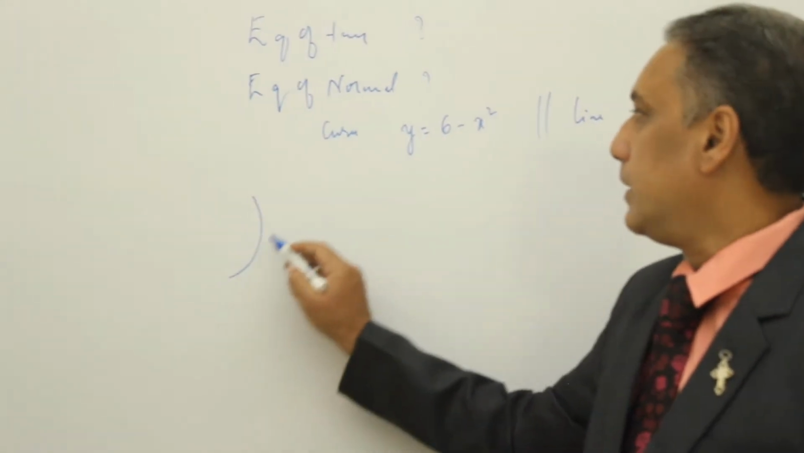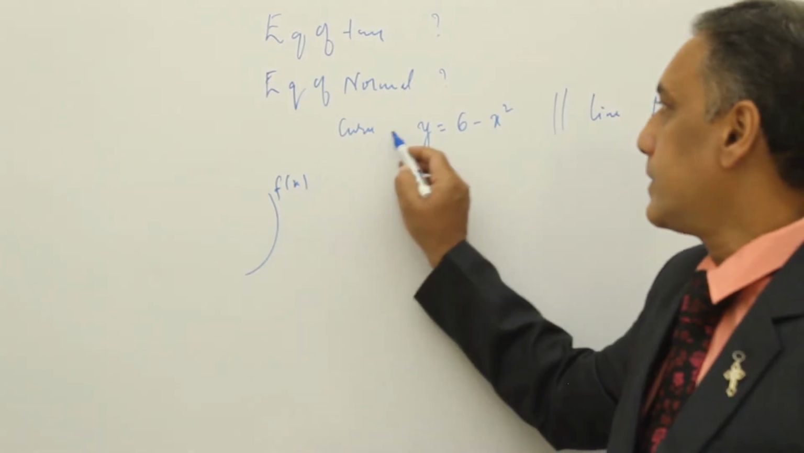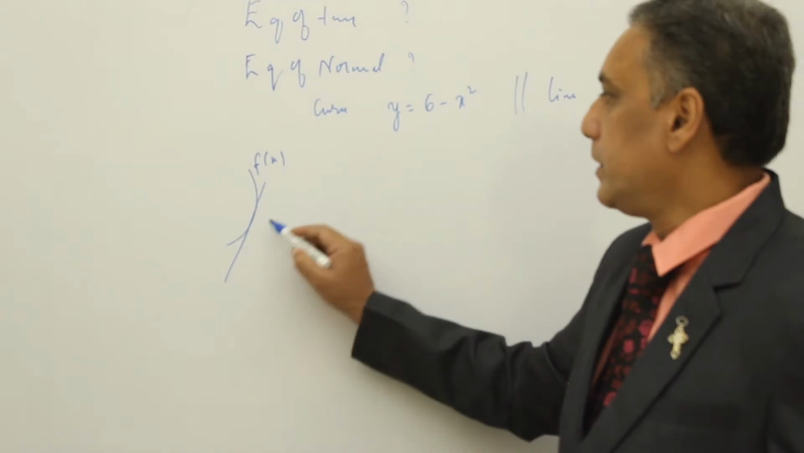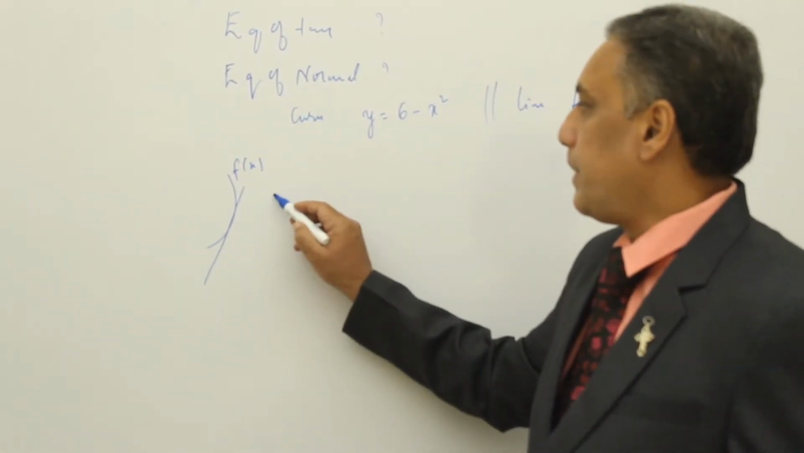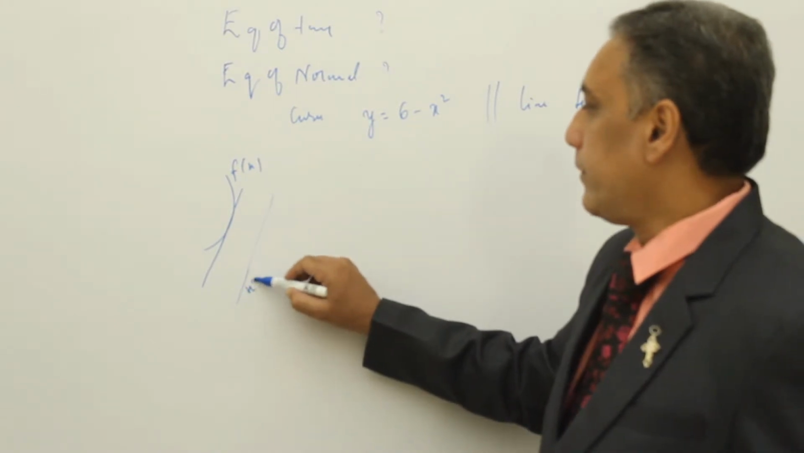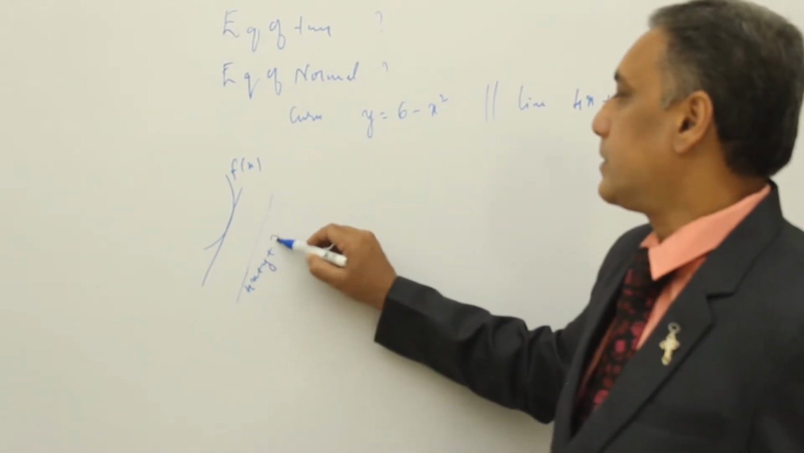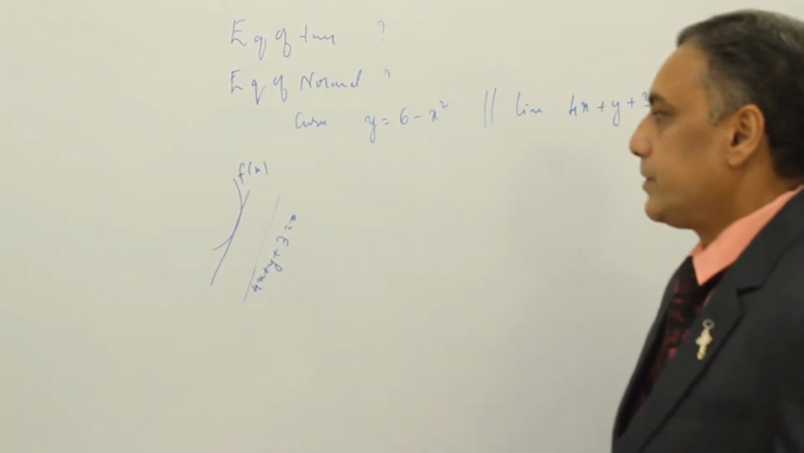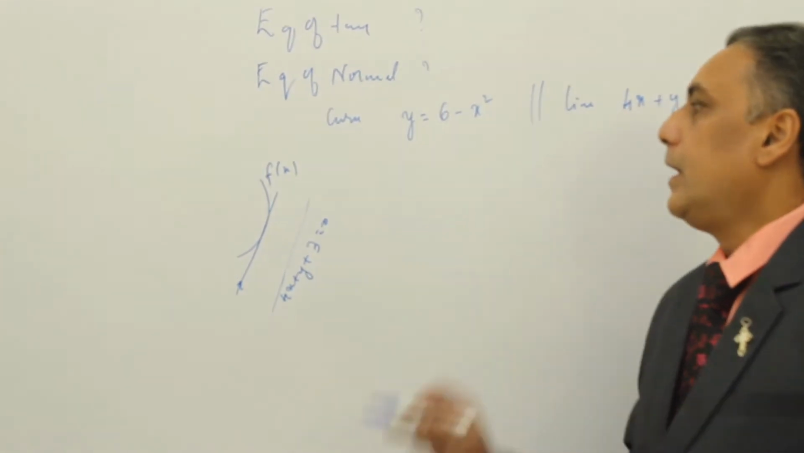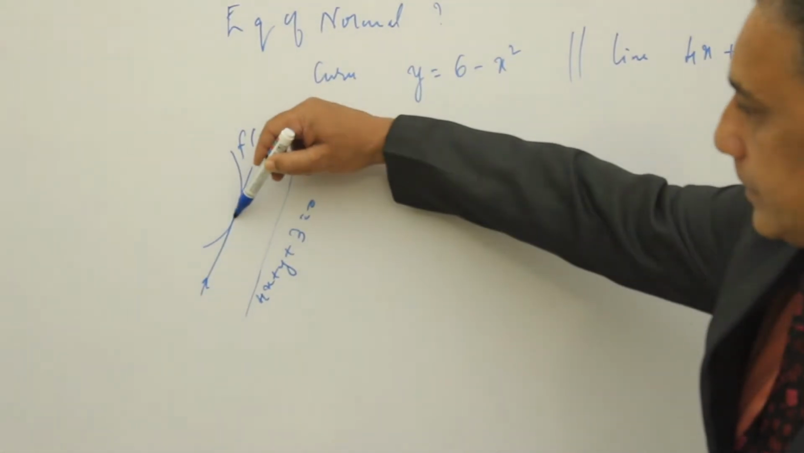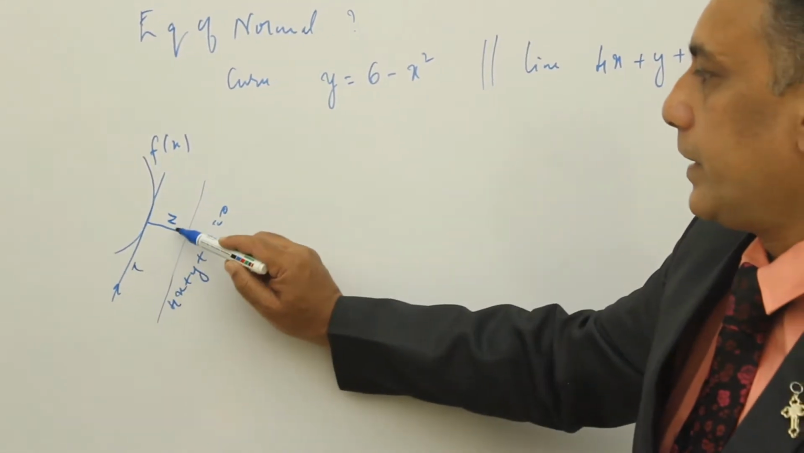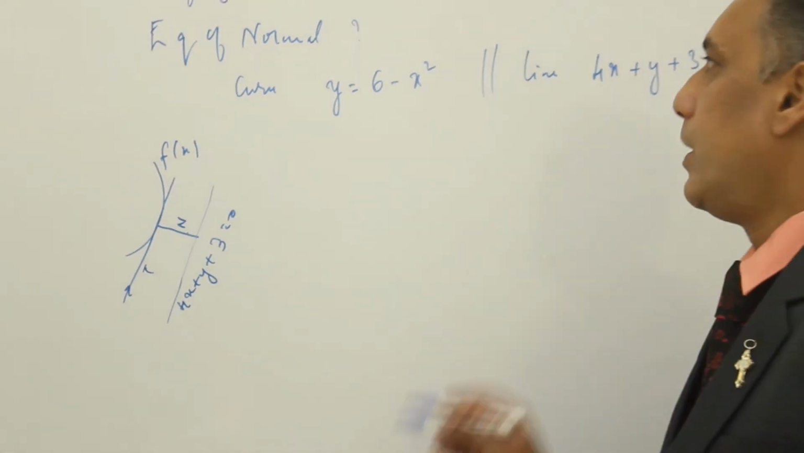So if you have a curve, this curve is f of x, that is this one, and there is a tangent to this that is parallel to another line, and its equation is 4x plus y plus 3 equal to 0. So you have to find the equation of this line and of the normal to that line at the same point. That is, normal is this, tangent is this. You have to find the equation of this and the equation of this. So how do we do that?